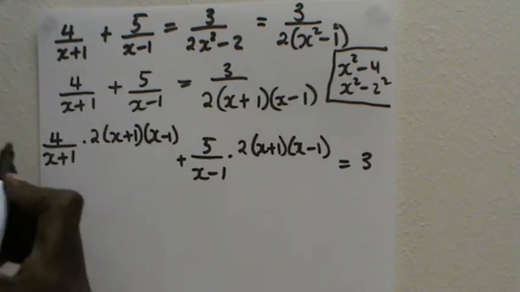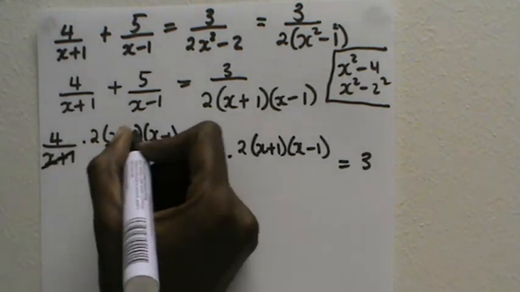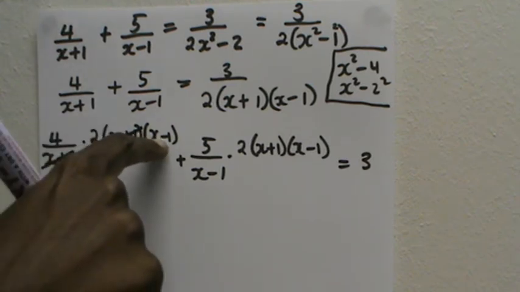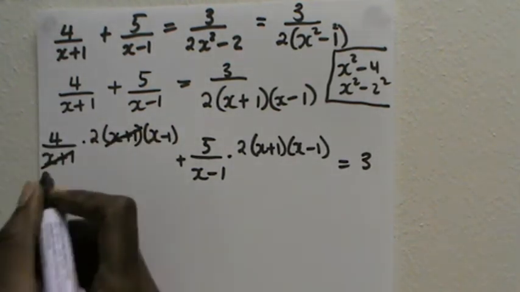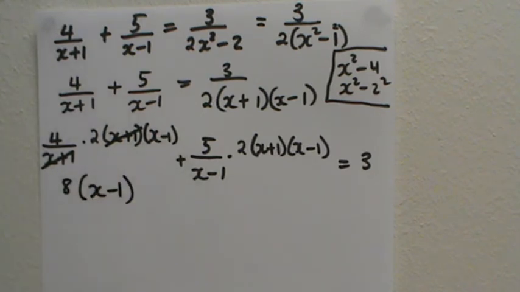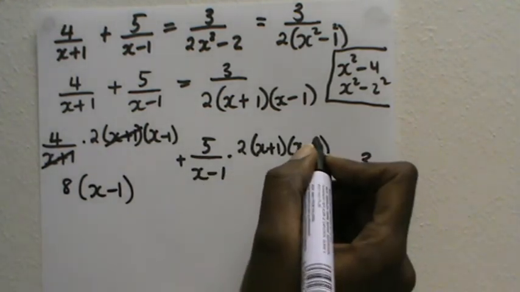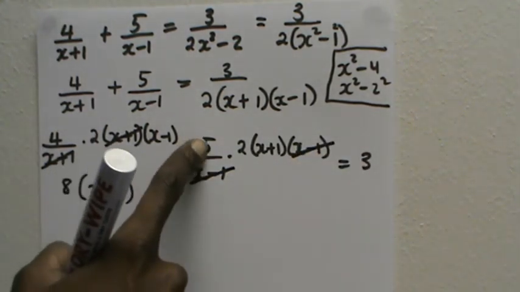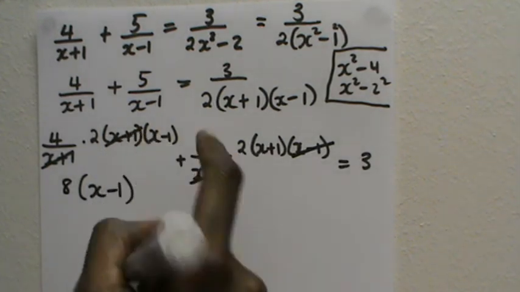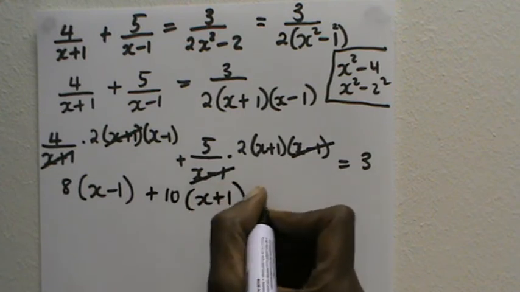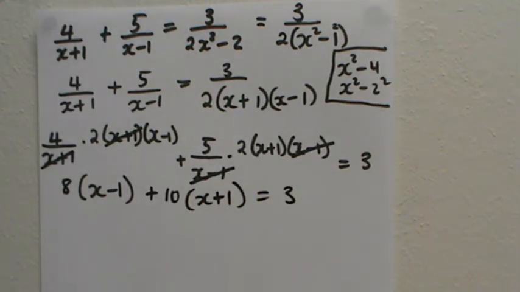Then you see this x plus 1, it cancels with that one. So what am I left with? 4 times 2 times (x minus 1). So this is just 8(x minus 1). And then here I have x minus 1, the x minus 1, those cancel out. What am I left with? 5 times 2, which is 10. So this is 10(x plus 1). And then on this side, I'll be left with 3.